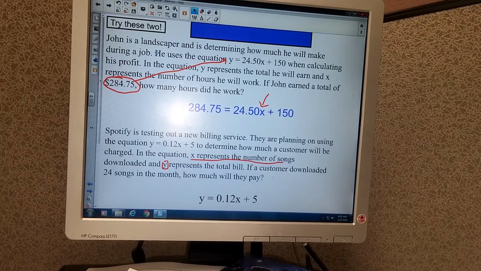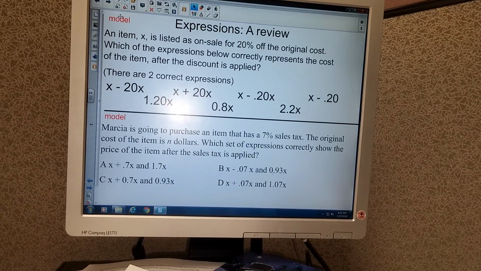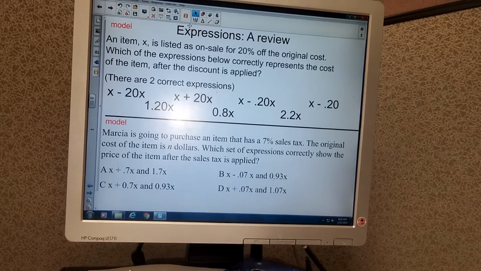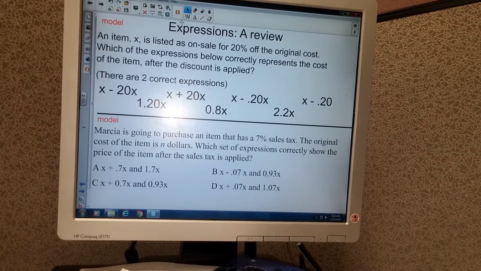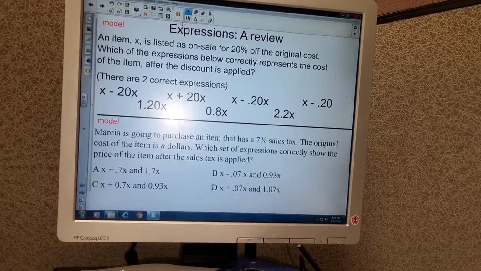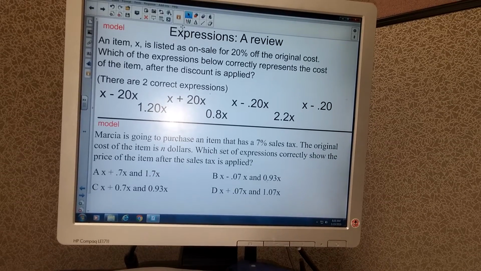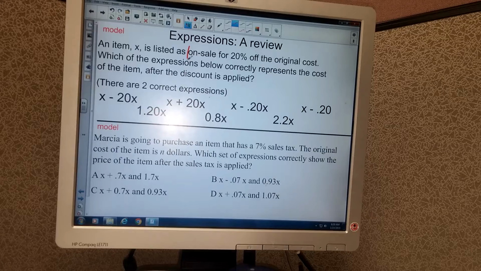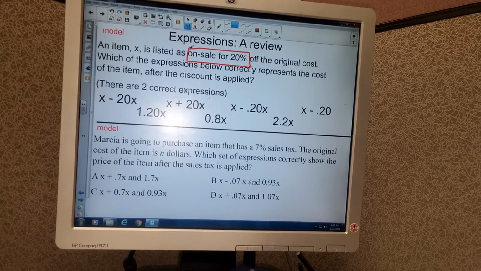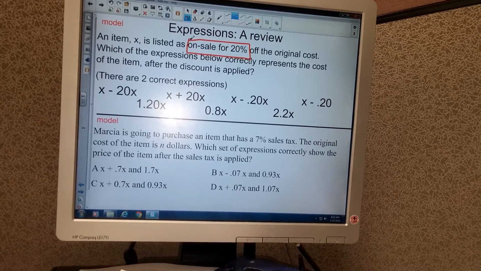Last part of today, a quick expression review. An item x is listed as on sale for 20% off the original cost. Which of the expressions below correctly represents the cost of the item after the discount is applied? Two of these are correct. So here's what we know. It's on sale for 20% off, so it's going to cost less than the original amount.